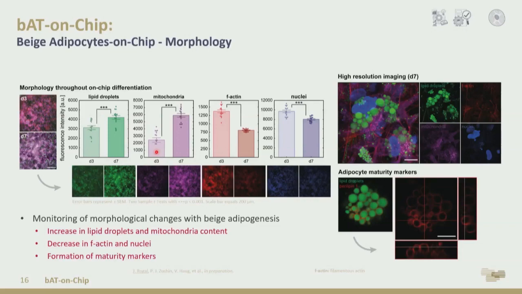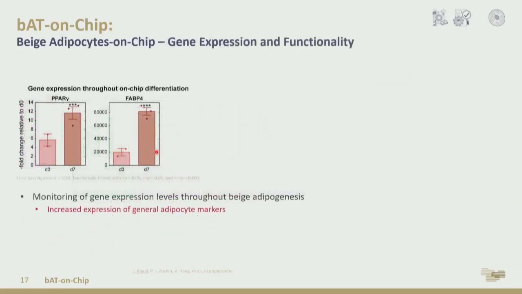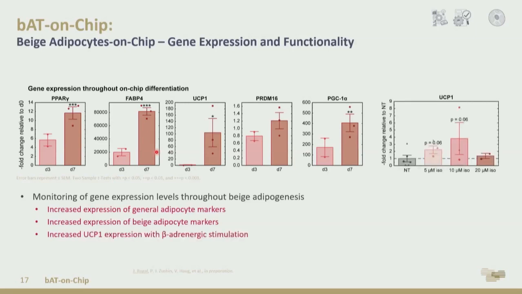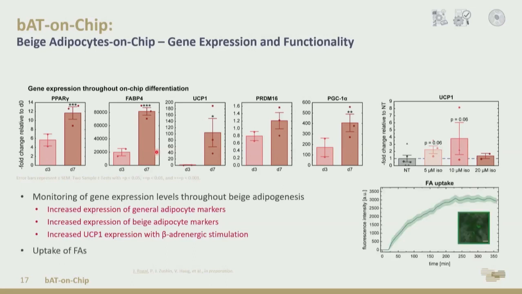Besides these morphological changes, we also had a look at the gene expression, and we found that with increasing beige adipogenesis, both general adipocyte markers as well as specific thermogenic adipocyte markers were upregulated. Concerning their functionality, our on-chip beige adipocytes responded to a beta-adrenergic stimulation by increasing their UCP1 production, and they were also able to take up fatty acids.